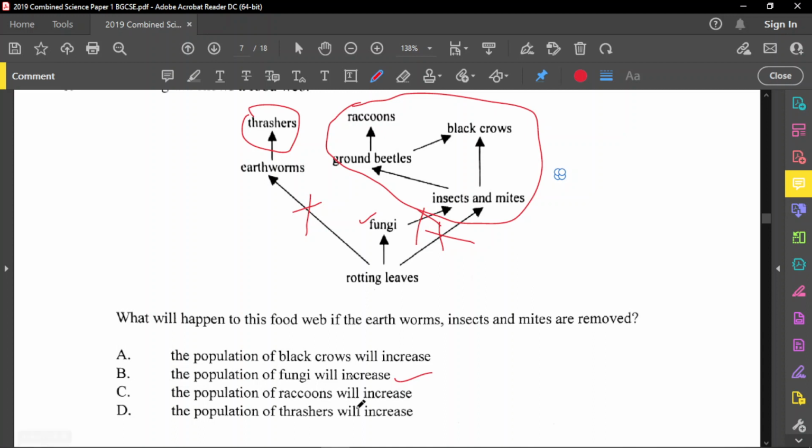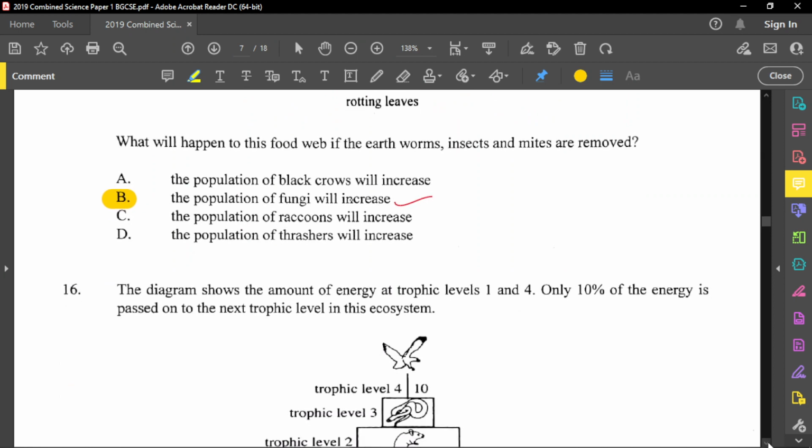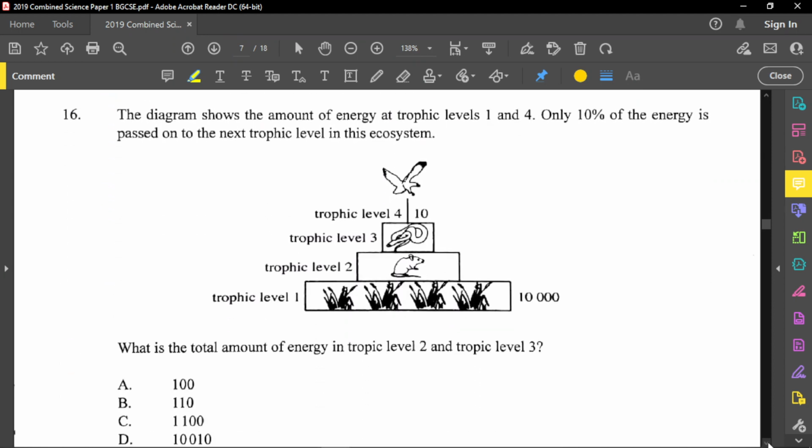Let's look at C. The population of raccoons will increase. Nah, that cannot work. Impossible. D, the population of thrashers will increase. No, that will not work. So our answer here has to be B, okay? All right. The population of fungi will increase. One, because of no predators, and two, because more food is available to it or to them.